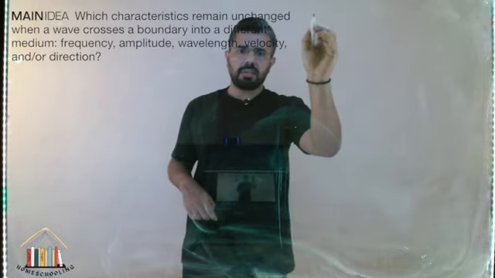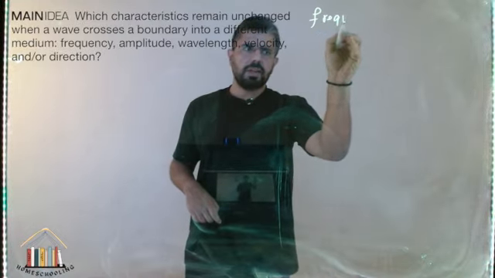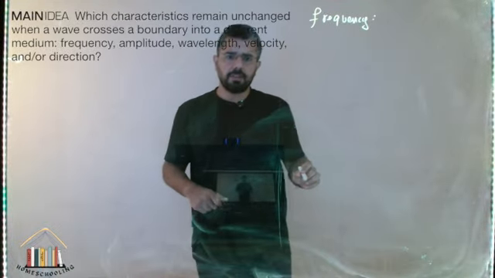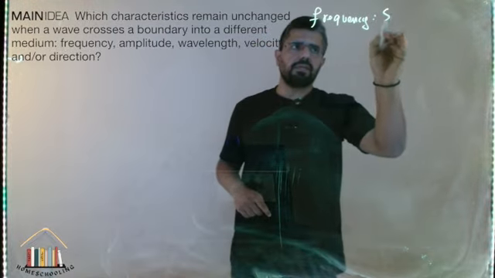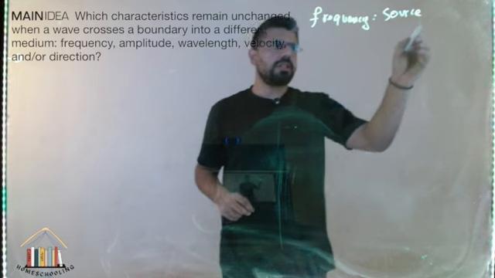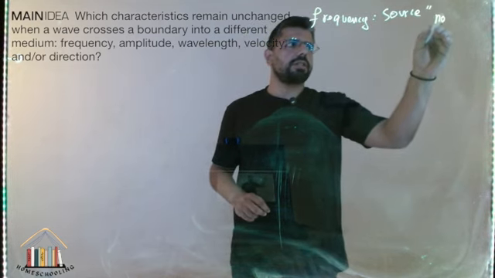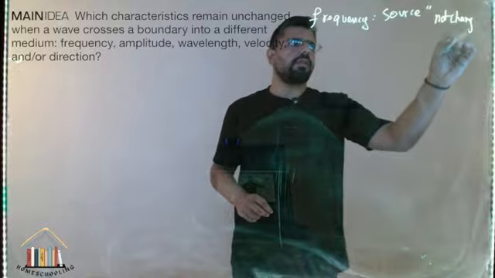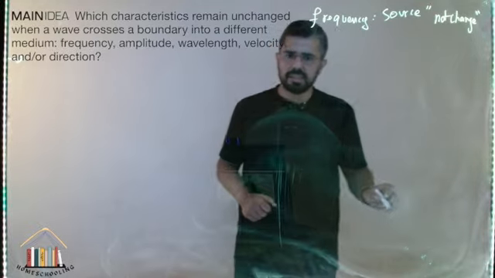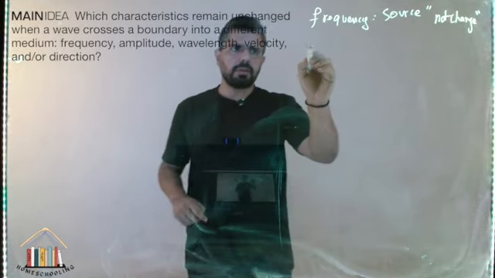So, what about the frequency? Frequency does not depend on the medium, it depends on the source of the wave. So the frequency remains unchanged. If we go from one medium to another, the frequency will not change, it will stay the same. What about the amplitude?